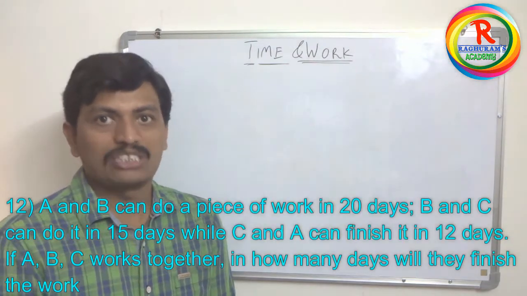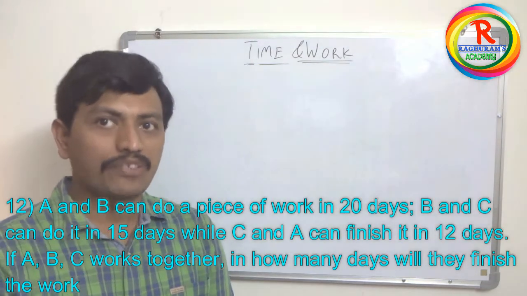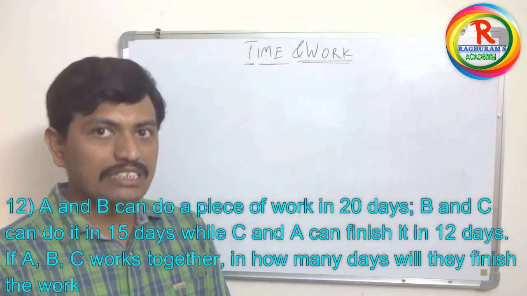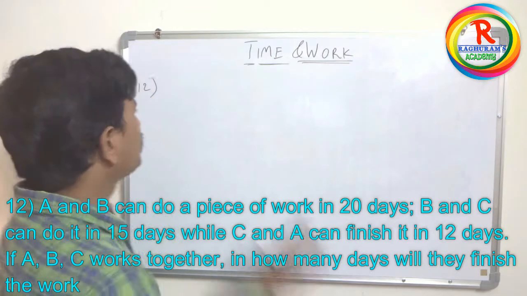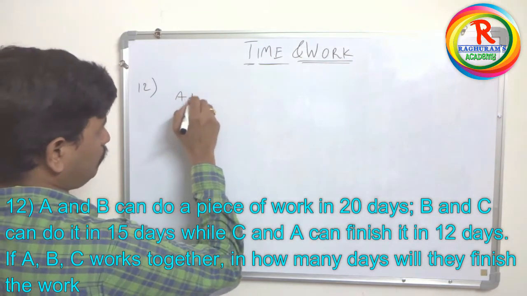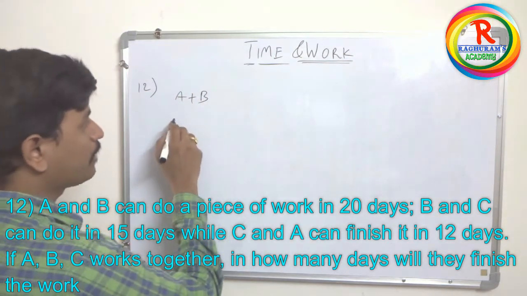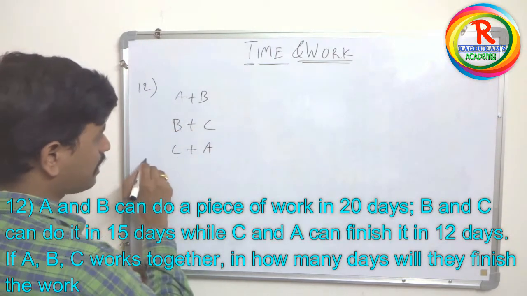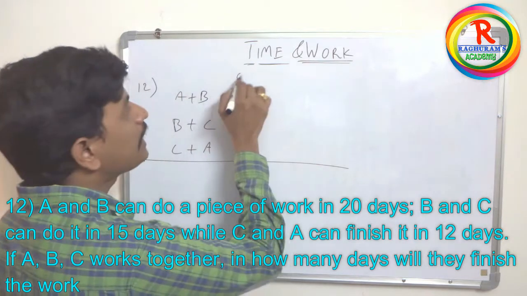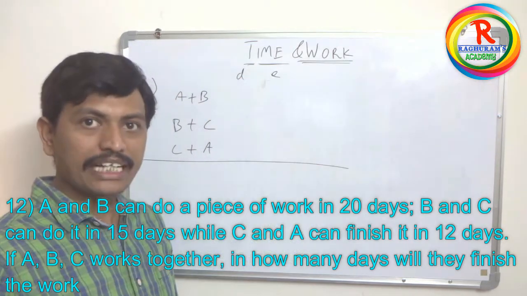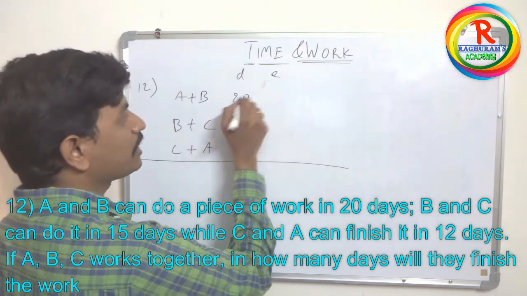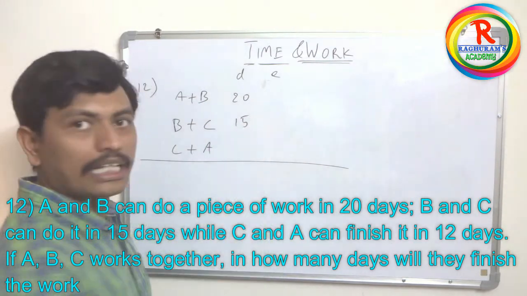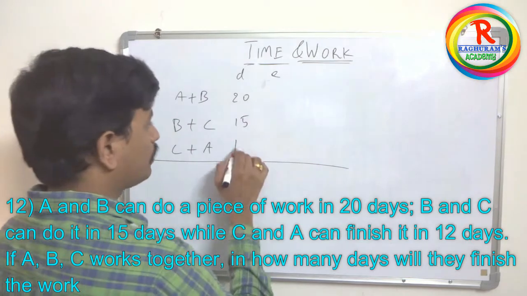A and B can do a piece of work in 20 days, B and C in 15 days, C and A in 12 days. Working together, in how many days will they finish the work? Here it's a different problem: A plus B, B plus C, C plus A. Days and efficiency. A plus B together is 20, B plus C is 15, and C plus A is 12.